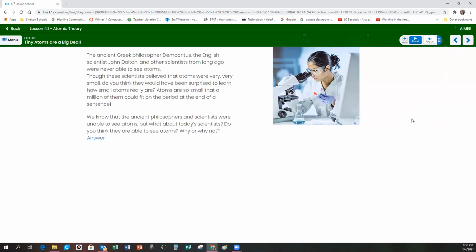The ancient Greek philosopher Democritus, the English scientist John Dalton, and other scientists from long ago were never able to see atoms. Though these scientists believed that atoms were very, very small, do you think they would have been surprised to learn how small atoms really are? Atoms are so small that 1,000,000 of them could fit on the period at the end of a sentence. We know that the ancient philosophers and scientists were unable to see atoms, but what about today's scientists? Do you think they are able to see atoms? Why or why not?